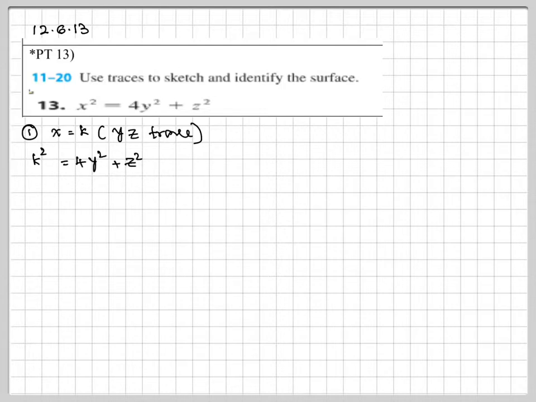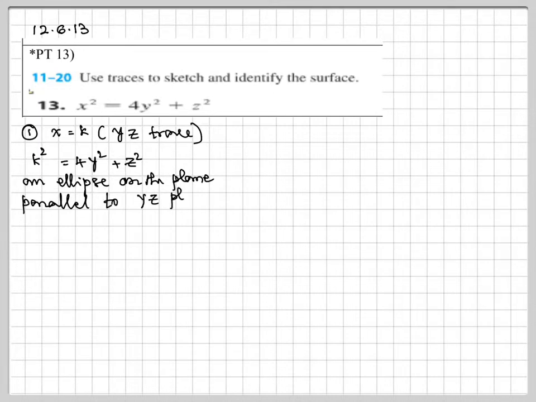So x is replaced by k. It could be positive k or negative k, because we have x squared anyway, so it doesn't matter. Then we get k squared equals 4y squared plus z squared, where k is after all a constant. So if you divide the whole thing by the constant k squared, we can bring it to the form of an ellipse. So it is an ellipse on the plane parallel to the yz plane, on the plane x equals k.